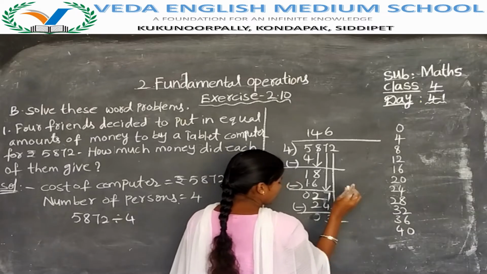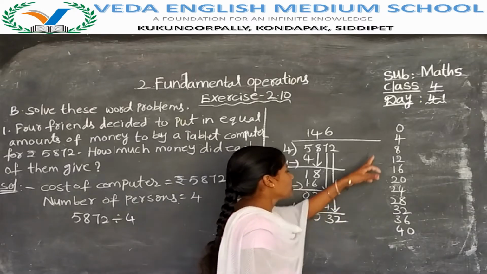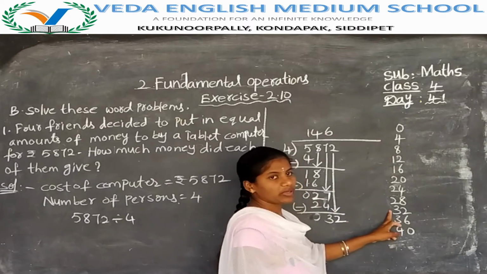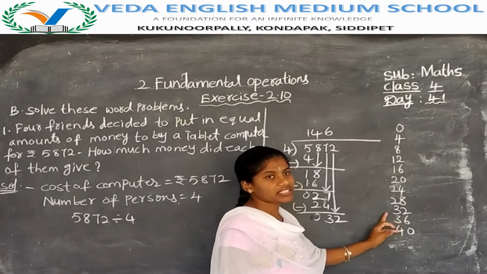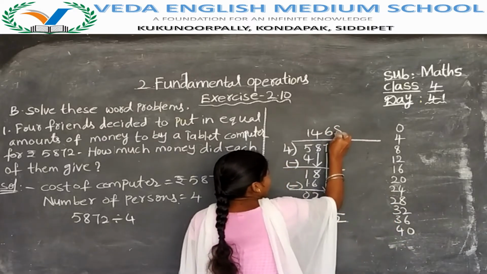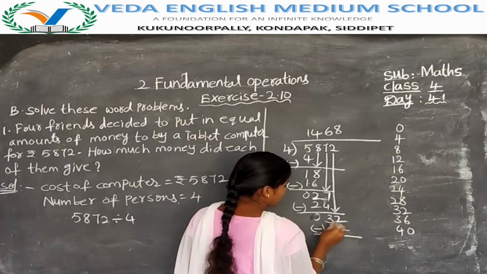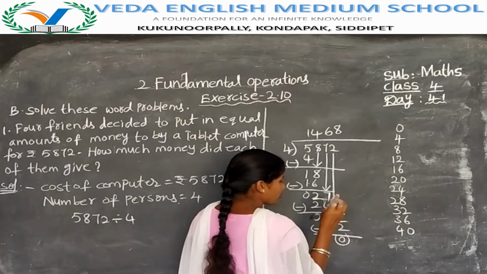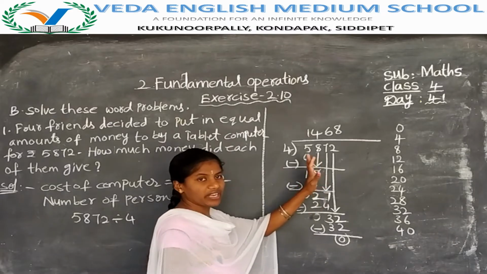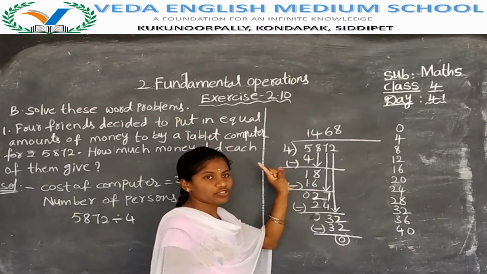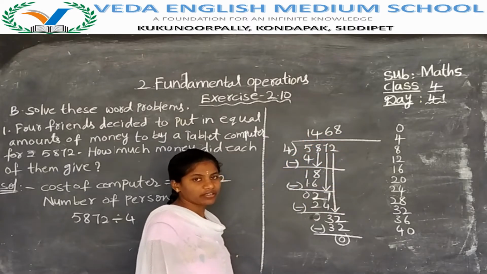After bringing that 2 down, now it becomes 32. Is there 32 in 4 table? Yes. Here we have 32. How many times? 4 eights are 32. 32 minus 32 is 0. So, in the division you have to remember that always the quotient is the answer. So, each person has to put 1468 rupees as his share.